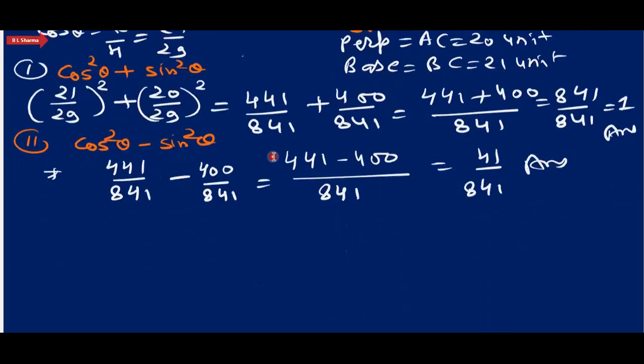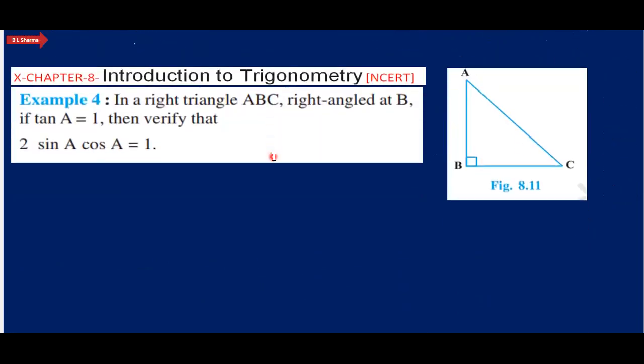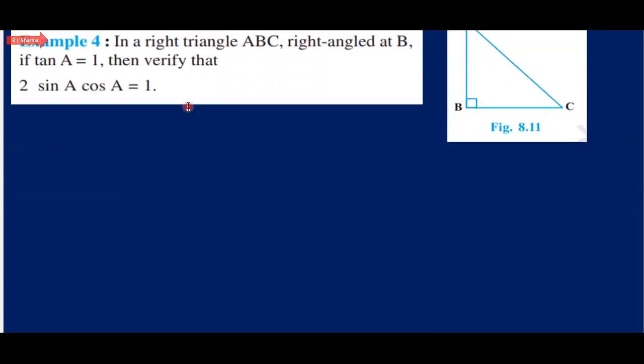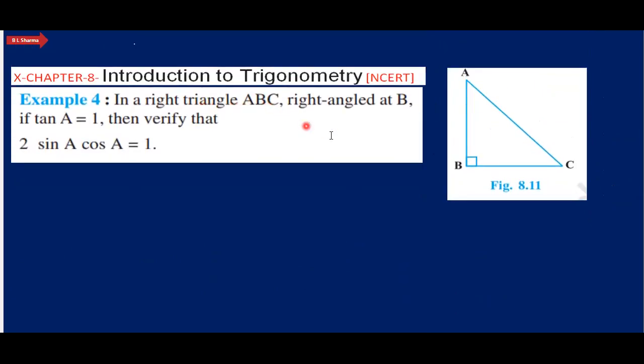Next example, yes, example number 4. In a right triangle, देखिए, right angle at B, 90 degree है. If tan A is equal to 1, then verify that 2 sin A cos A is equal to 1. पहले हमें ये दे रखा है, देखिए, what is given, tan A is equal to 1.